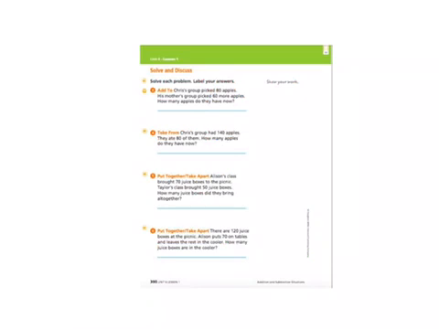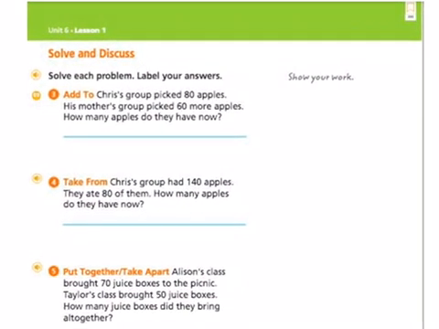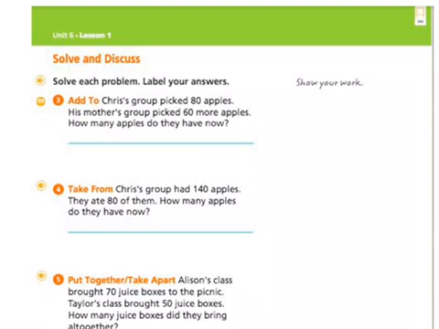Turn the page to 390 and we're going to solve each problem. And you have to label your answers and show your work. So keep in mind that anytime you do a math mountain, there's always three numbers. There's an add-in, and another add-in, and then there's a total. So there's three numbers, but we can show those equations 8 different ways.